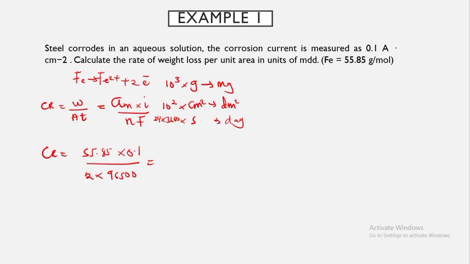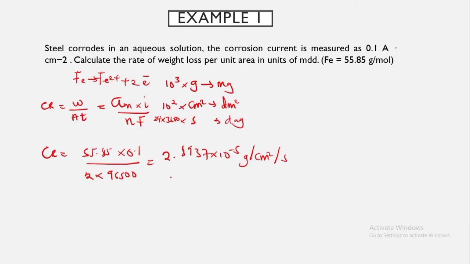And what you're going to get is 2.8937 times 10 exponent negative 5. This is in gram per centimeter squared per second. So for you to convert this into milligram per decimeter squared per day, you are going to multiply it by this factor: 10 exponent 3, 10 exponent 2, multiply by 24 times 3,600.